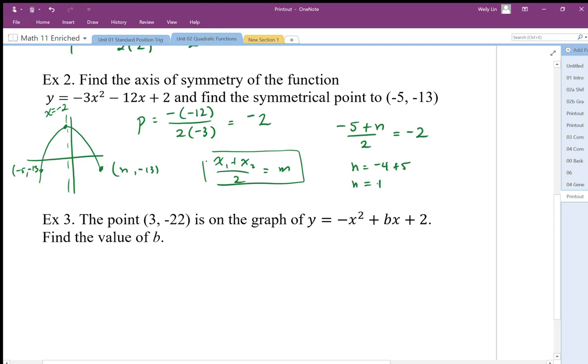So the coordinate that is symmetrical is going to be at +1, -13. And this works out because I know that +1 is 3 units to the right, and -5 is 3 units to the left. So that must be the symmetrical point.